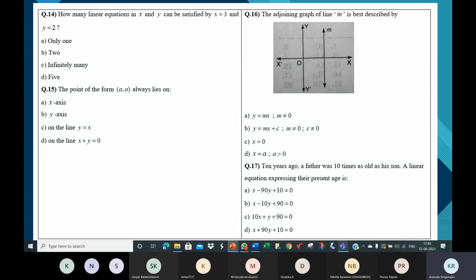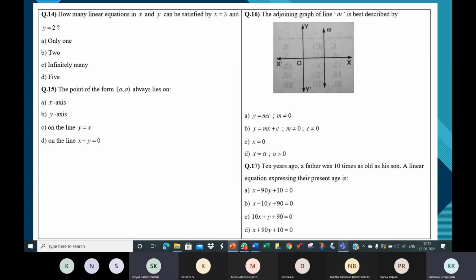See, it cannot be x-axis because on the x-axis we know that y is always 0. On the x-axis we have points like 1 comma 0, 2 comma 0, 3 comma 0. Only when it is 0 comma 0, the x and y coordinates are the same. Otherwise, they're not equal.